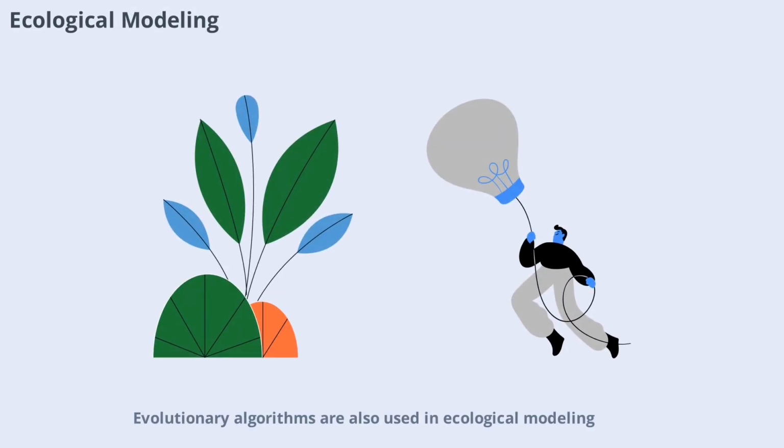Evolutionary algorithms are also used in ecological modeling. Scientists simulate the evolution of populations, species interactions, and ecosystem dynamics.